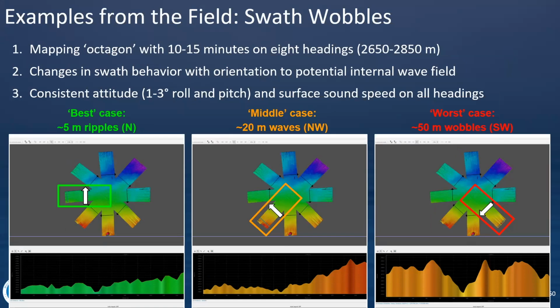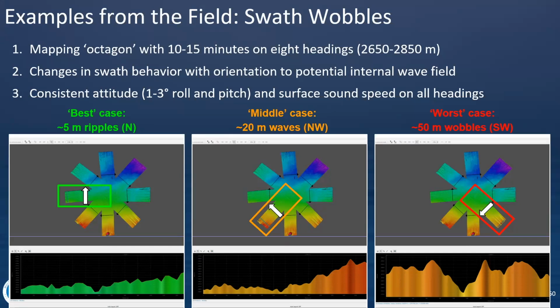there's a growing interest in, or awareness at least, in some of the oceanographic conditions that are variable, specifically internal waves. This is an issue that shallow water mappers are highly aware of, but we hadn't always thought about it in the deep water. And we asked the ship to do a little octagon with 10 minutes or 15 minutes of data on each of 8 headings. And the swath changed fundamentally on each of those headings, with all of the other attitude time series remaining the same, surface sound speed stayed consistent.